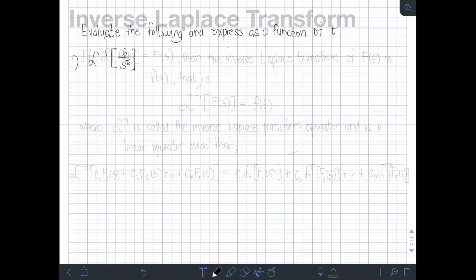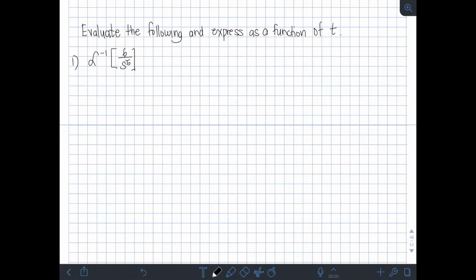Okay? So, evaluate the following and express as a function of t. So, for the first one, we have inverse Laplace transform of 6 over s to the 5th. Okay, so, this time, meron tayong constant na 6. So, pwede muna nating igilid. So, parang equal to sa 6 inverse Laplace transform of parang 1 over s to the 5th na lang.